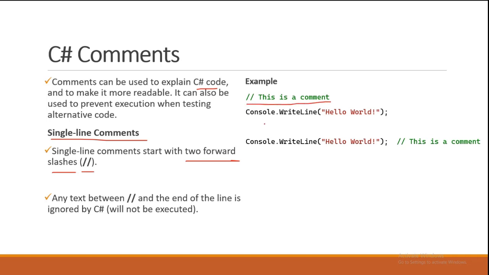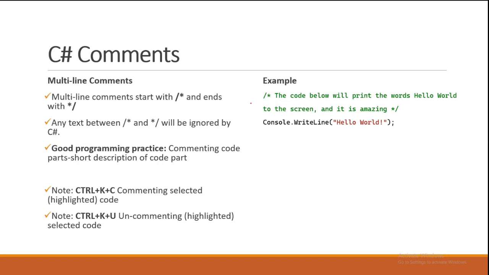It will not be executed by the editor, but it will show information commenting to you and to other developers. Multi-line comments in C sharp use forward slash star. It starts, and then it ends with star and forward slash symbol, so you can write multiple line comments. It's good programming practice to comment code parts with a short description.